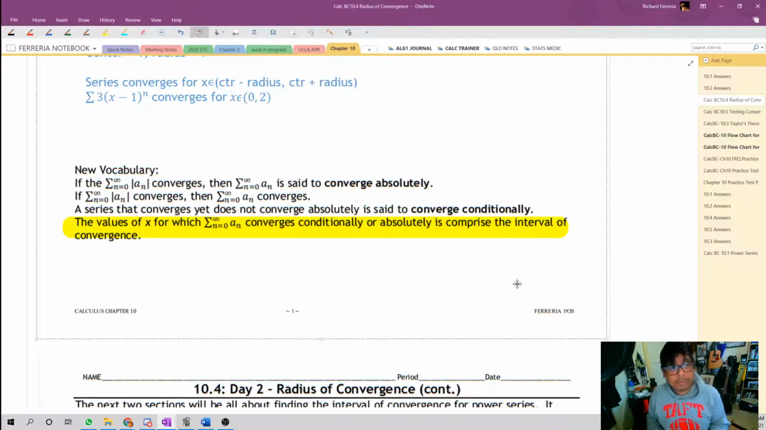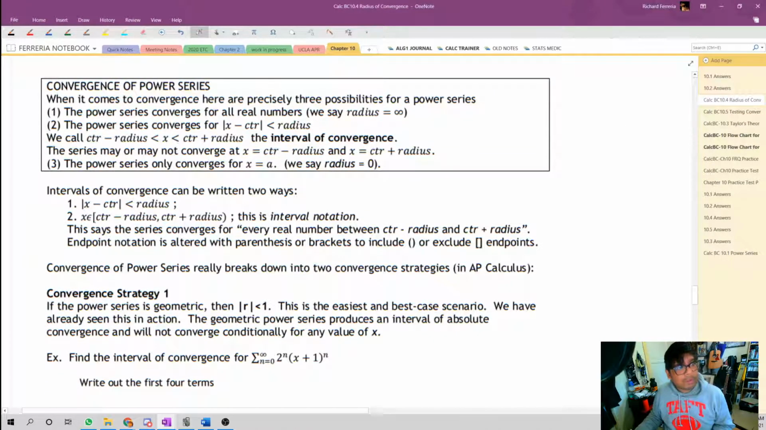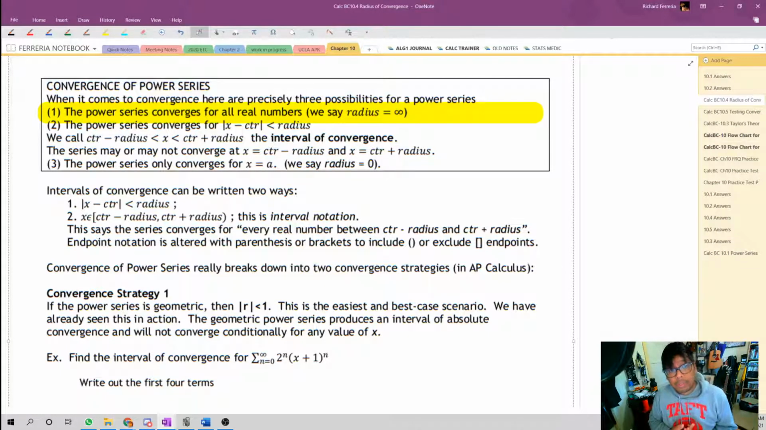That's why we're here. The next couple of sections that we're going to be doing, this one, of course, we are already in the middle of it, and then section 10.5, are all going to be about finding convergence of a power series. And this brings us to the idea that there are three things that could happen when we speak about convergence of a power series. The first thing is that a power series could converge for all real numbers. That's what happens with the series for e to the x, cosine x, and sine x.